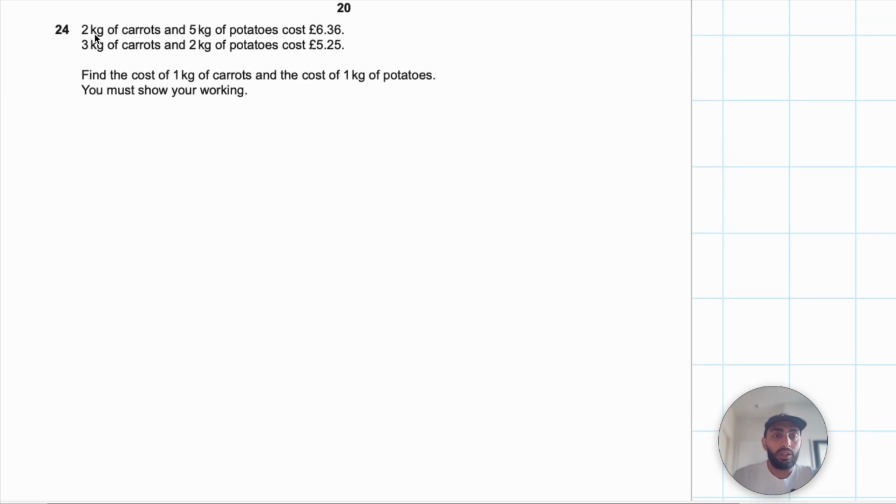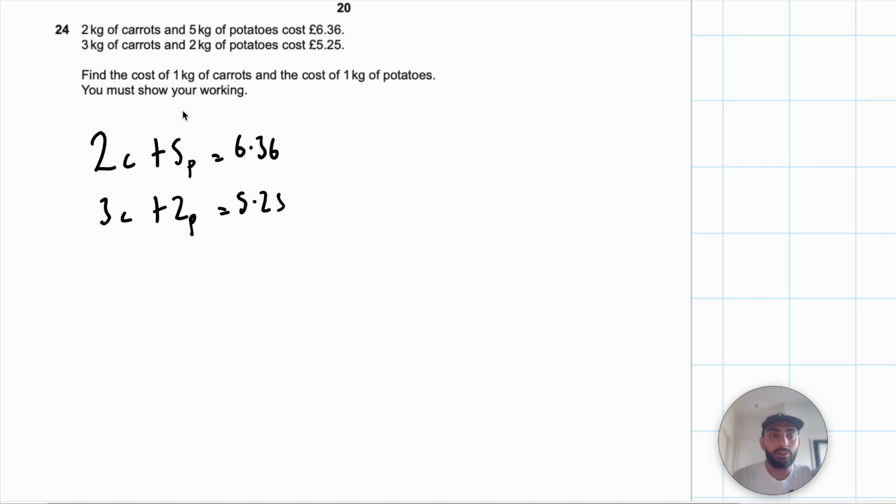Question 24. 2 kilograms of carrots and 5 kilograms of potatoes cost £6.36. So I've decided to write this because I can see what type of question it is. 3 kilograms of carrots plus 2 kilograms of potatoes is equal to £5.25. Find the cost of 1 kilogram of carrots and the cost of 1 kilogram of potatoes. Show your working. So we're trying to find one lot of C and one lot of P. We've got two equations with two unknowns, so that means we're doing simultaneous equations.